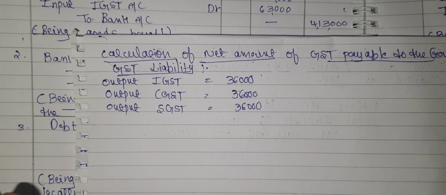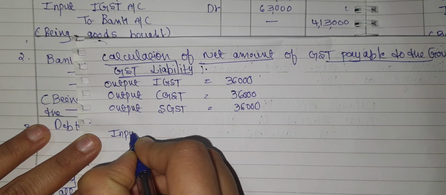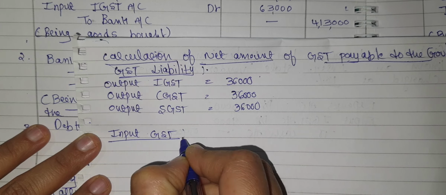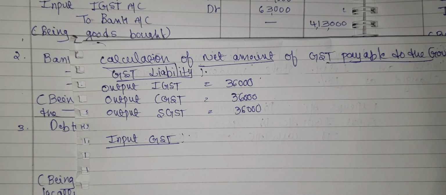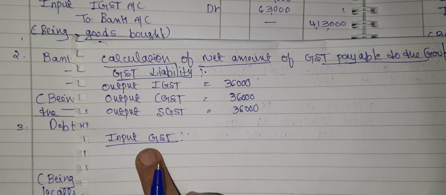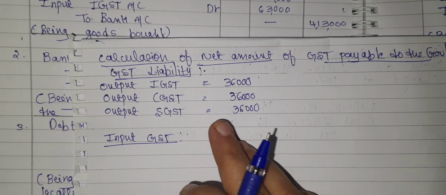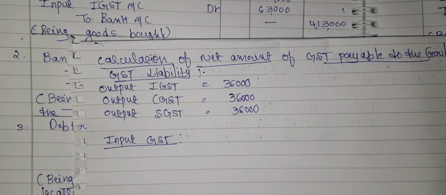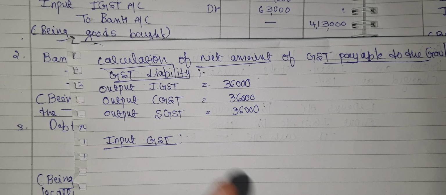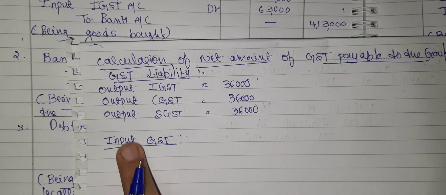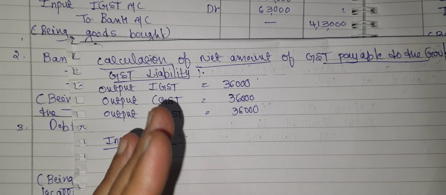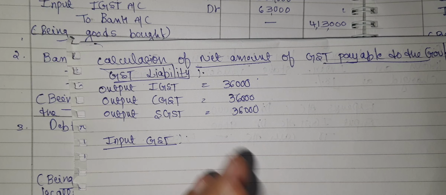Now we have to find out the total input GST. Input GST means the GST that is paid on purchases. Here we have to utilize this input GST to set off against the output GST. We have already paid the tax on purchases, so we need not pay the full amount of tax to the government. We use the input GST to set off against output GST, and the net balance we need to pay to the government.